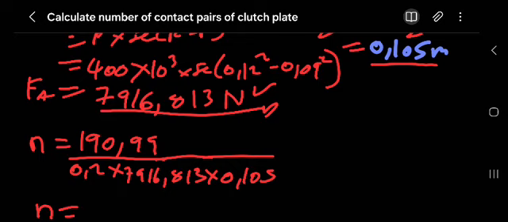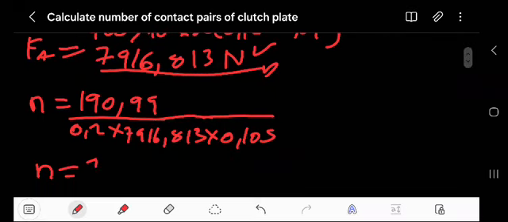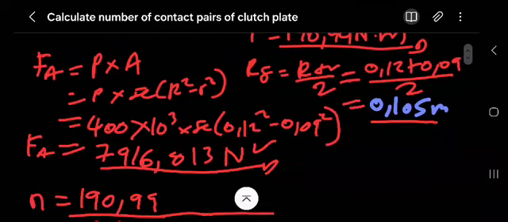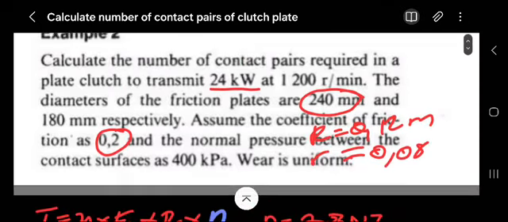So this is approximately 1. I can just say it's approximately 1. I have one number of contact.